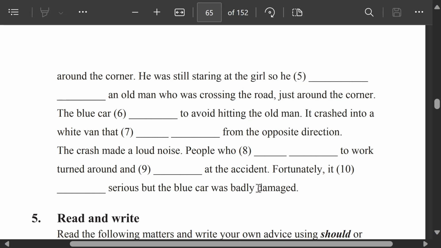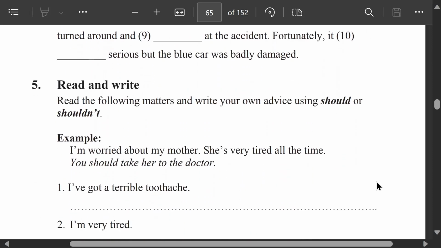You see, damaged, it was damaged. You see that's the verb, was damaged. This is passive verb, you see. And badly is an adverb, right? In a bad way, in a bad way. You could also say seriously damaged. Seriously damaged. Seriously as an adverb. Okay.